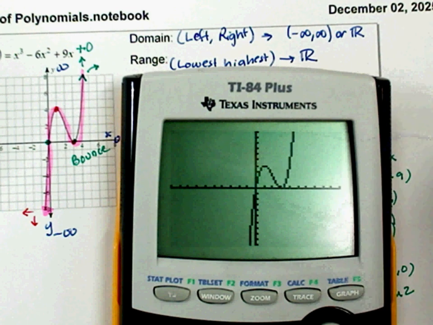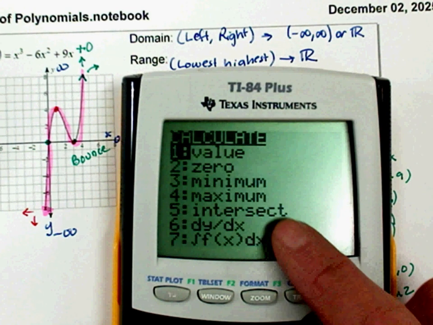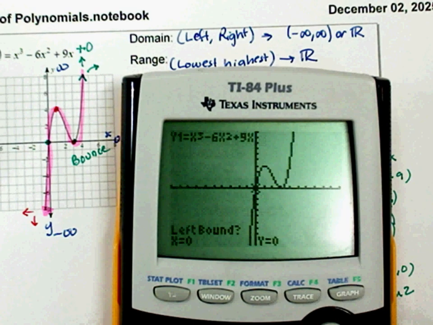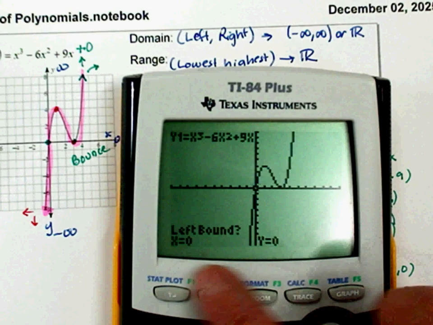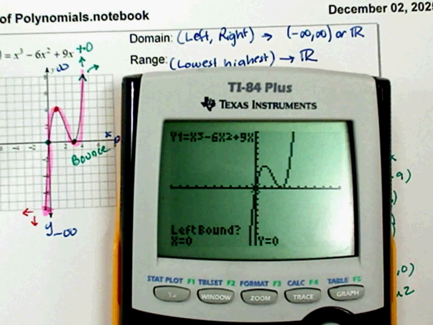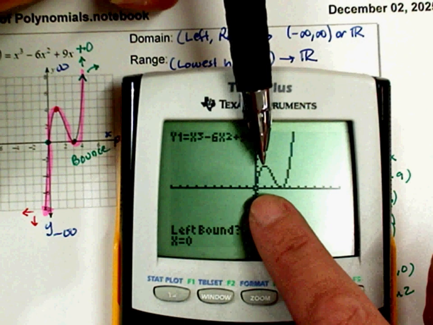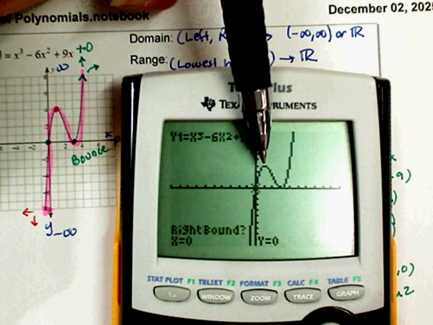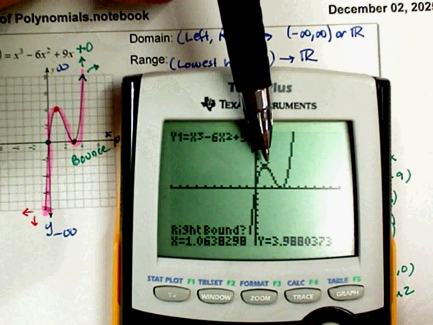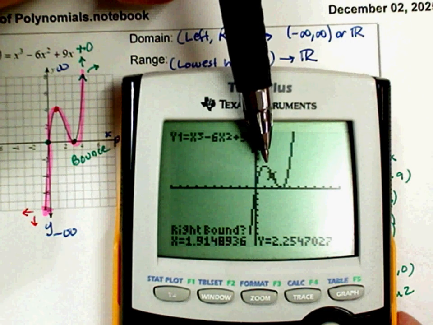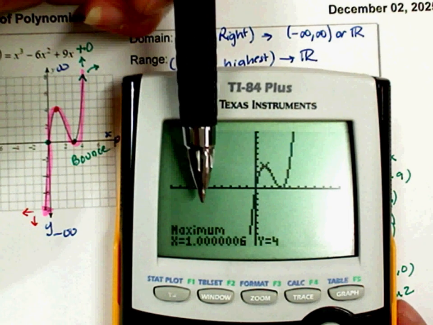To do that, hit second calc. You see where it says maximum? Number 4. Go to number 4. Right now, it says left bound. This X and Y down here tells you where your cursor is. So I am trying to find this maximum. Am I to the left? Yes. And push enter. Go up to your maximum. See how it says right bound? Go a few to the right and push enter. And it says guess, push enter again. Guess what it says? Maximum is 1, 4.